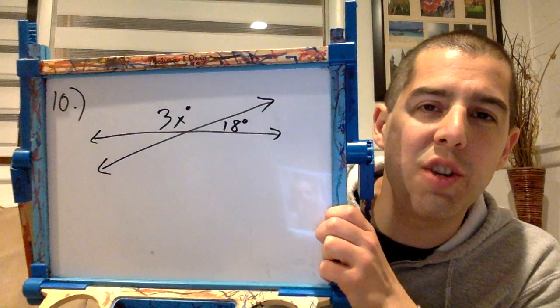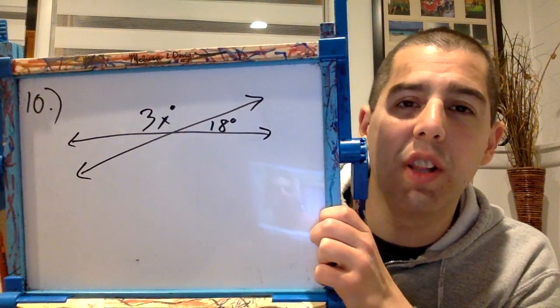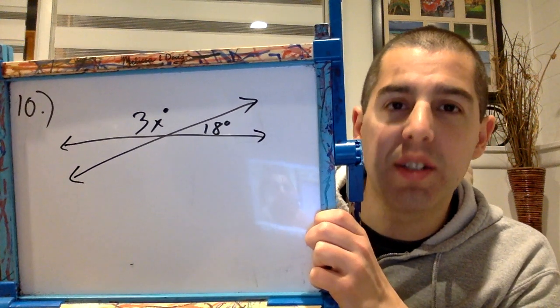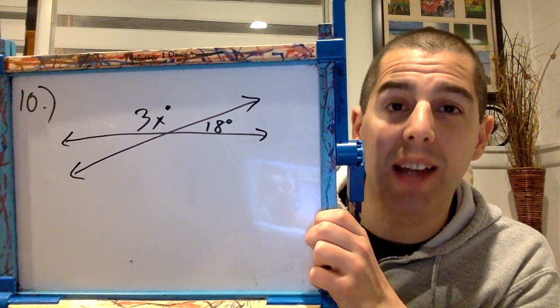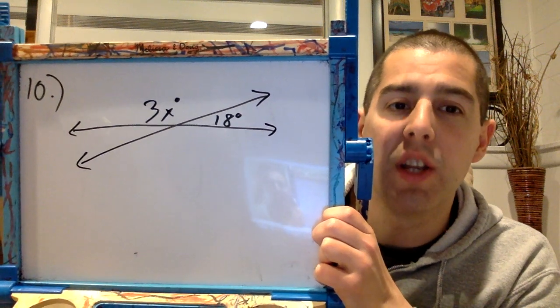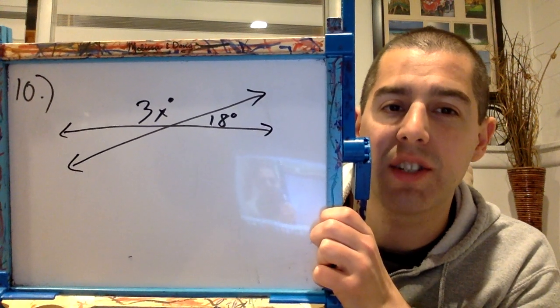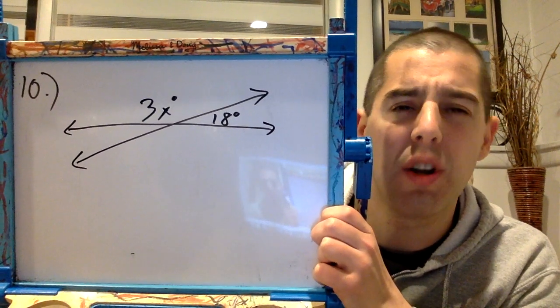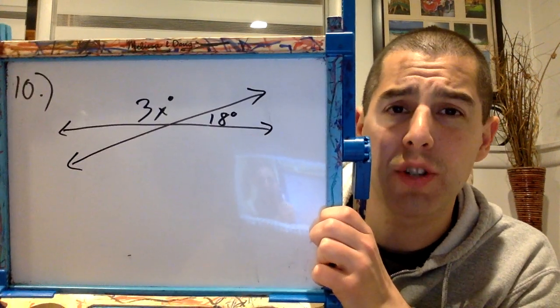Starting with number 10, you have to solve for x. If we look at these problems, starting at number 10, the first thing you need to do is identify if you're looking at complementary or supplementary. So if we take a look at 3x degrees and 18 degrees, if you added them together, what would you make? Let's look at the picture a little closer.